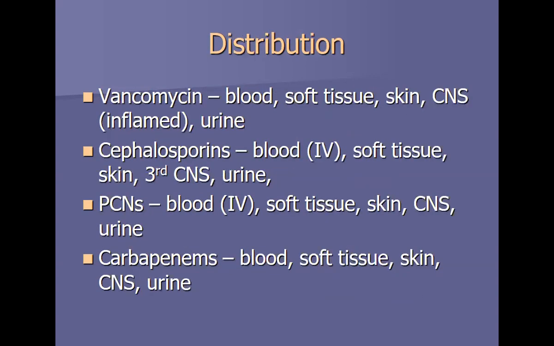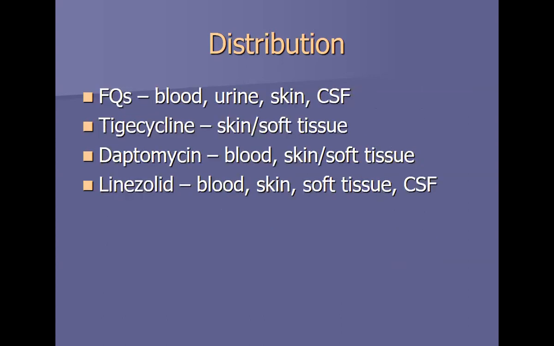And it's important also to understand the distribution. So the beta-lactams get in just about everywhere. That's another reason we can use them for meningitis. And vancomycin can get through the meninges when it's inflamed, but some drugs don't get everywhere. And something like tigecycline that's IV, you cannot use that for bacteremia. Just because it's IV doesn't mean you can use it for bacteremia.